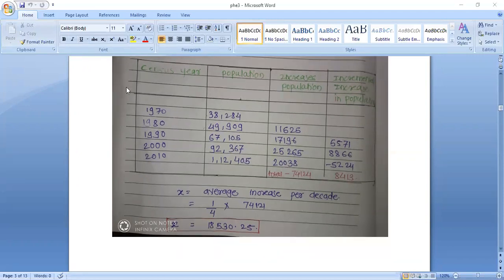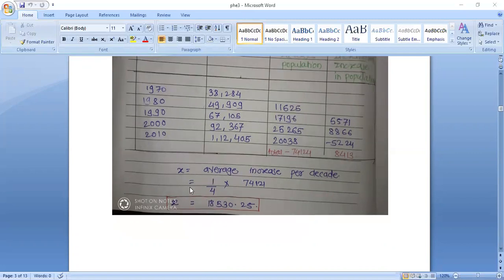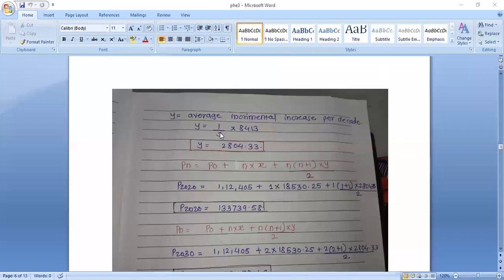Now after calculating these values, we have to find the total of increase in population and incremental increase in population. Next we have to find the value of x, that is the average increase per decade. It is 1 by 4, meaning here there are 4 decades, hence 1 by 4 into the total increase in population. Then the value of x is 18,530.25.